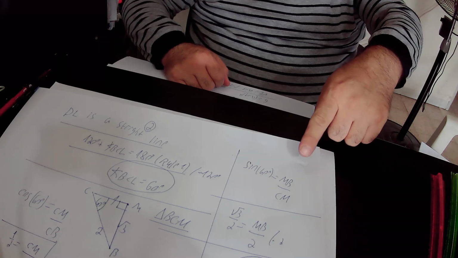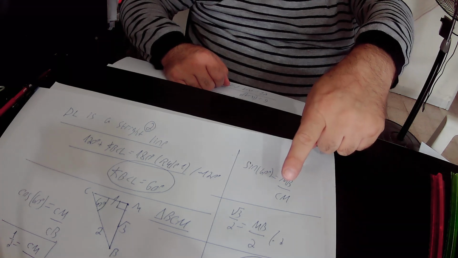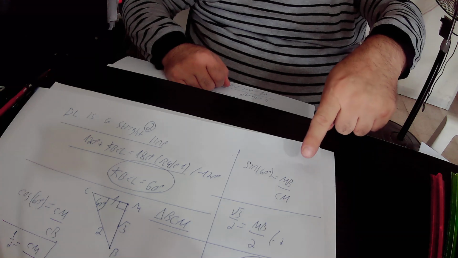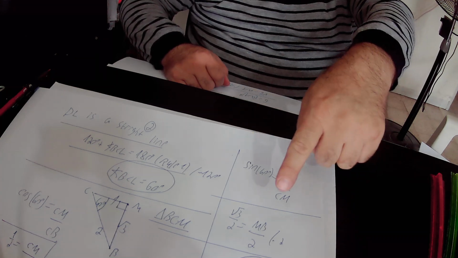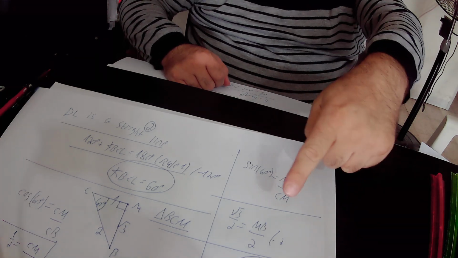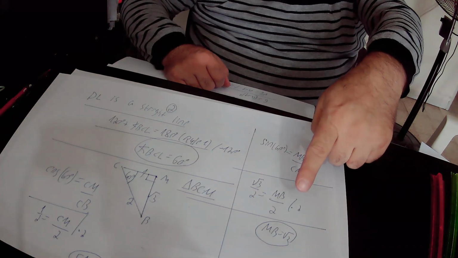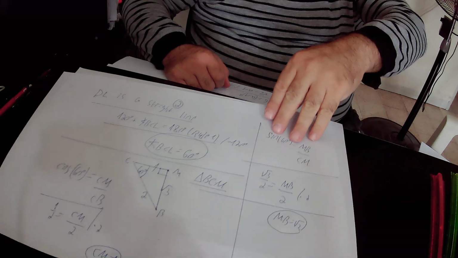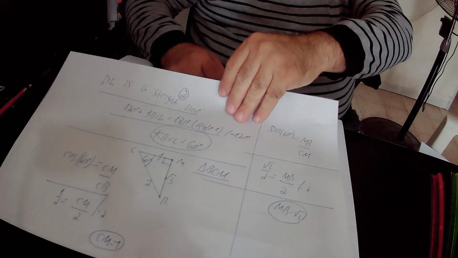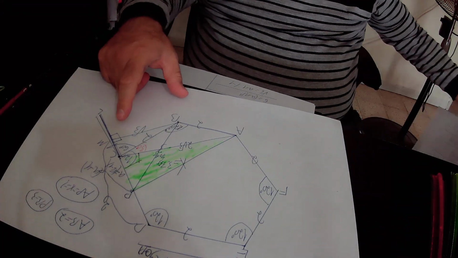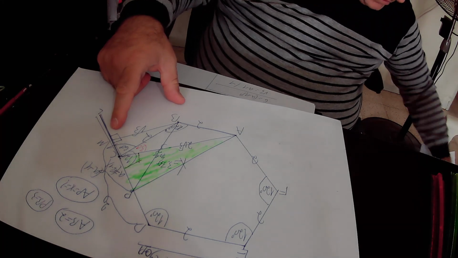And MB is the missing side, so we leave it as it is. And CM is 2, so we substitute CM by 2. In conclusion, we found that square root of 3 over 2 equals MB over 2. Here we multiply this equation by 2 and we find that MB equals the square root of 3 units, and here also we can write that MB or BM equals the square root of 3 units.